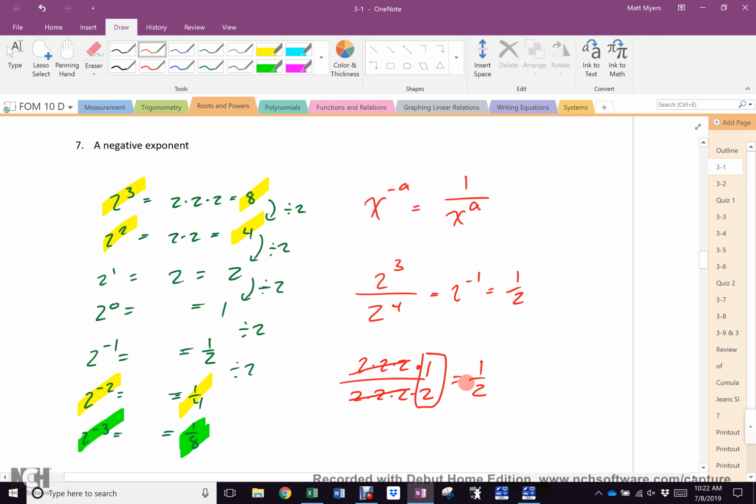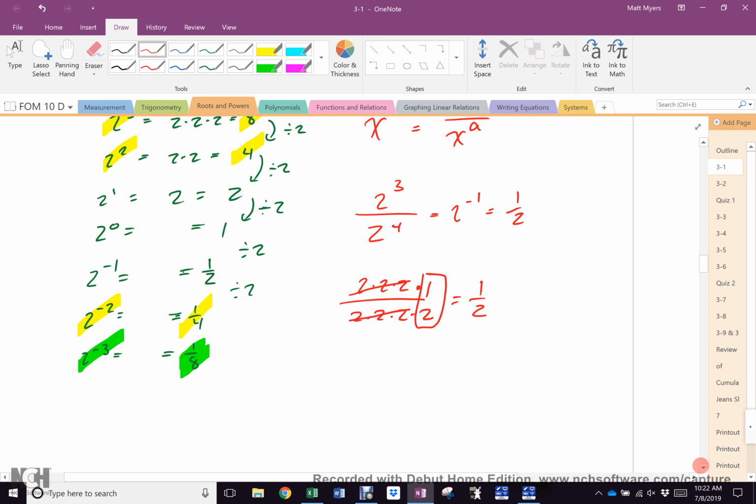Is everybody good? What if I showed you this one? 2 times 2 times 2 over, times 2. No. Hold up. Let's do it this way. 2 cubed divided by 2 to the negative 4. Is this okay? That's okay, right? That's 2 times 2 times 2, correct? Is this okay?